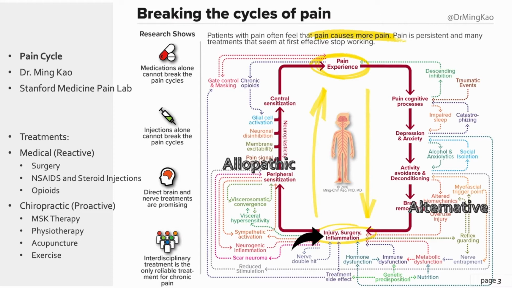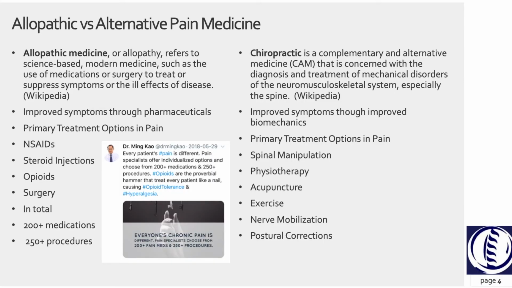Chiropractic care works on reducing inflammation and improving body mechanics and soft tissue dysfunction, in hopes to break through this pain loop and stop the pain.